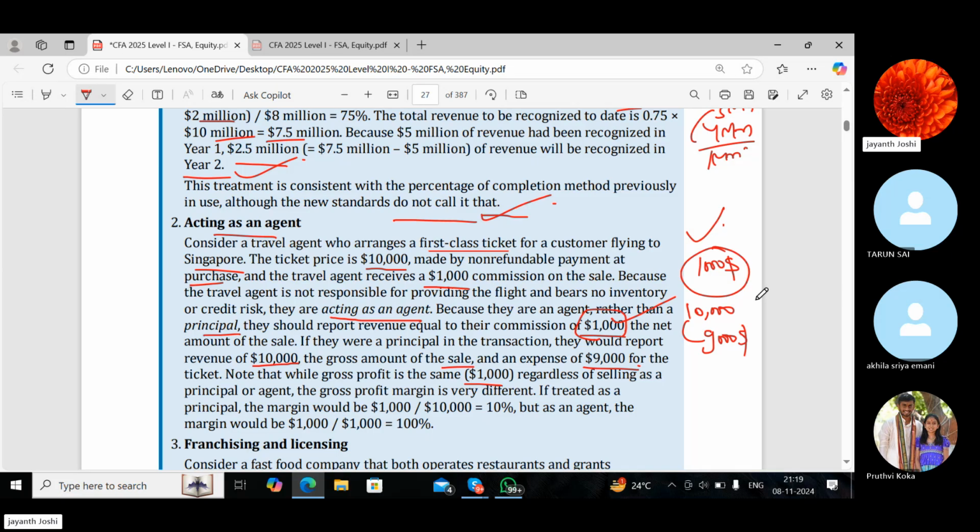So for them, $1,000 is what they got, and when they divide it by $10,000 revenue, they get 10% as gross profit, and the gross profit amount is the same for both. So if treated as principal, the margin would be 10%, but as an agent, it is 100%. Yes, for the principal it is 10%, but for the agent, $1,000 is their profit and $1,000 is their revenue. They make 100% out of it. Fine.